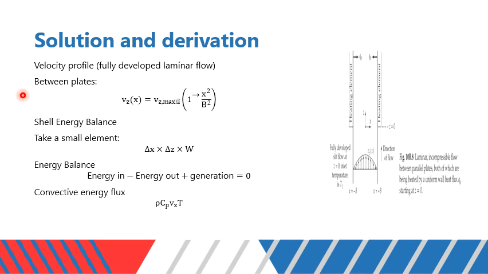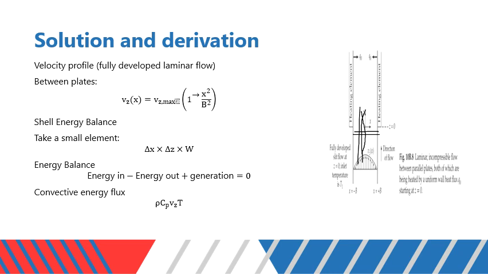Now for the velocity profile, Vz, as we know for laminar flow, is generally Vz max into 1 minus x square by b square. Now for the shell energy balance, we will take small elements, like for x we will take delta x, for z delta z. And then we will see how the energy balance will happen.